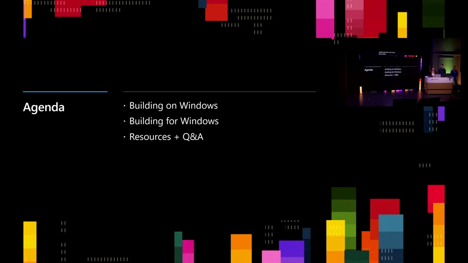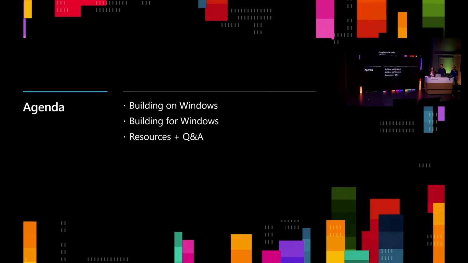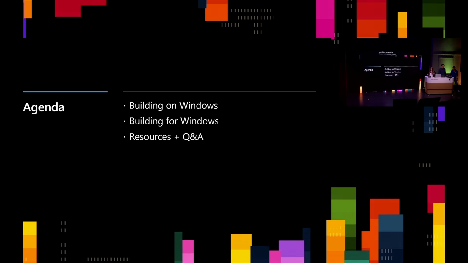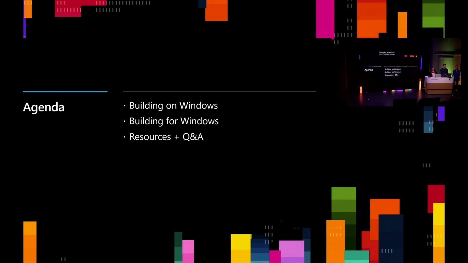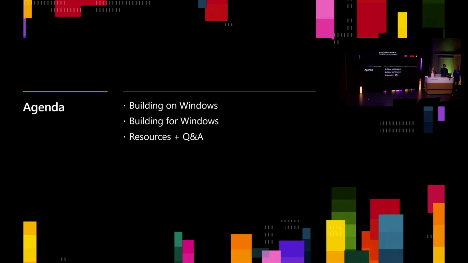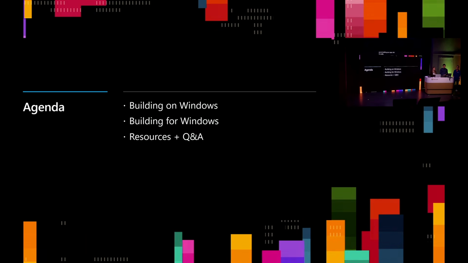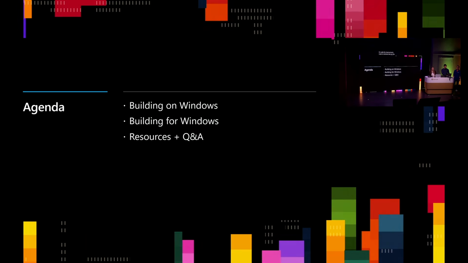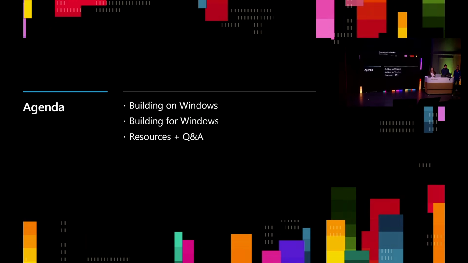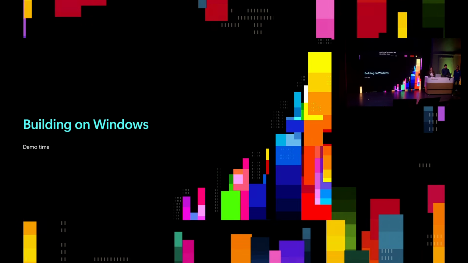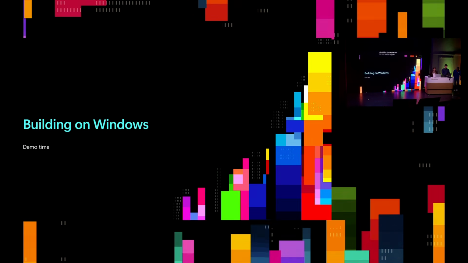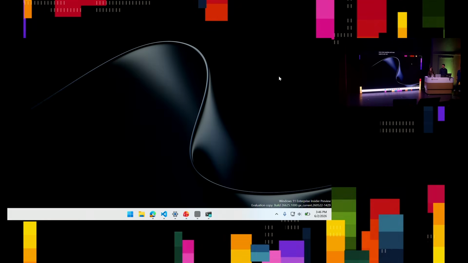So we're going to cover building on Windows. That's going to be when you're building your apps, but it's really the improvements made to Windows that are the things we're going to be talking about. And then also building for Windows. So that's going to be everything we've created to help make building those Windows apps even more seamless and even easier to do. So I think that's it. We're going to get into some desktop stuff right now. So let's hop on over to mine.